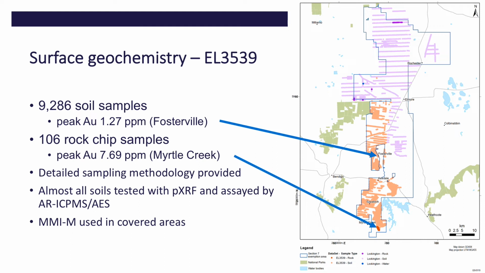And portable XRF was used on almost all of these samples, and most have also been assayed for an extended suite of 57 elements. The operator did a comparison between these portable XRF results and the lab assay results, and they did find that the portable XRF was doing a good job of identifying elevations in arsenic, which was being used as a vector. There's also roughly 1,300 samples in areas covered by Murray Basin sediments, which were analysed using MMI.